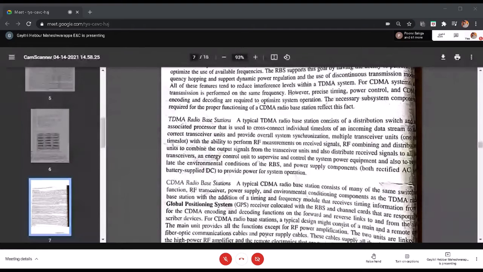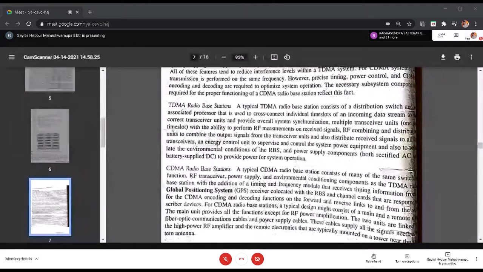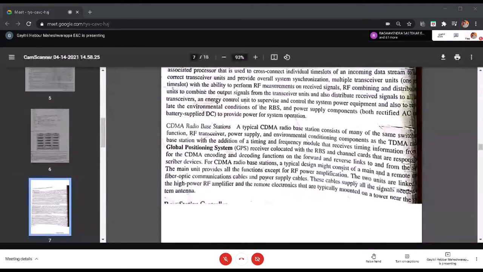In a TDMA system, obviously, we have cross-connected individual time slots, so we have a distribution switch. In case of CDMA, as we all know, it uses the same frequency for all the uplink and downlink channels. It has many of the same switching functions, RF transceiver, power supply, and environmental condition components like TDMA, and also we have a GPS system in CDMA. So that is present in both TDMA and CDMA.